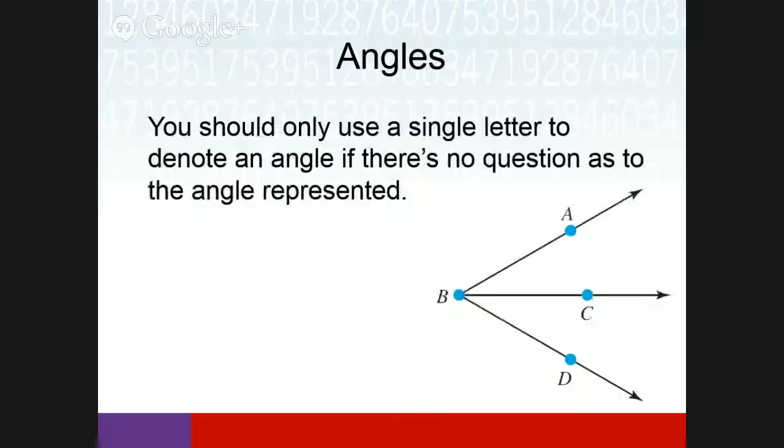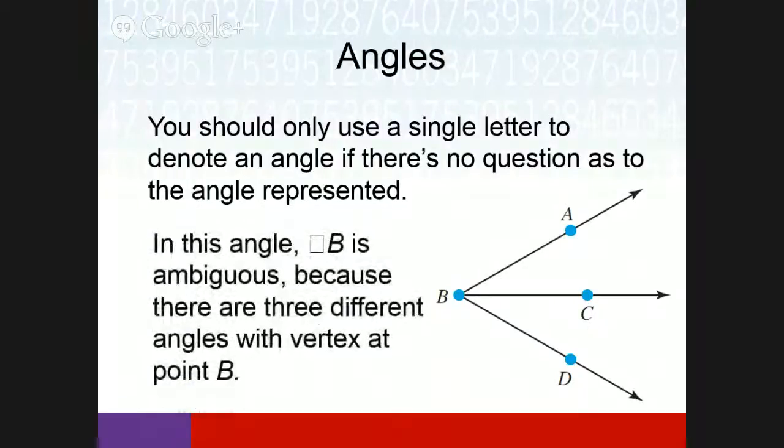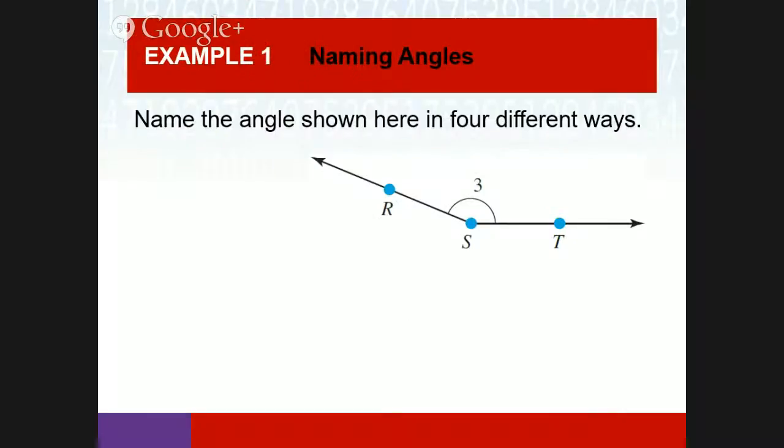You can use a single letter if there's no question. Here there's a question. If I said angle B, there's 3 different angles I could be talking about, right? I could be talking about this angle, or this angle. So you've got to be a little careful here. Angle B is ambiguous because there's 3 different angles with the vertex of point B. So if I wanted ABC, that's different than CBD, which is different than ABD.